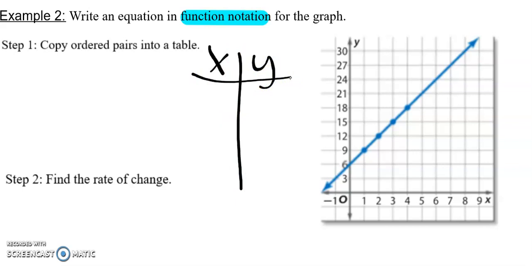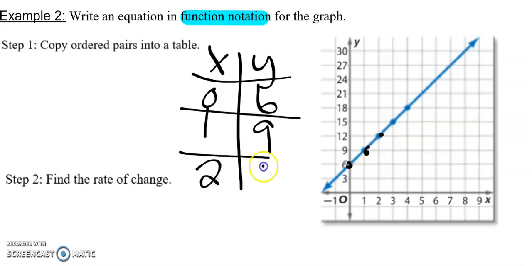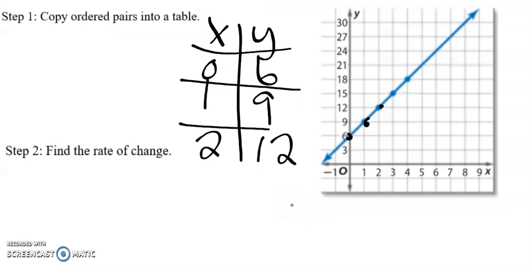Now, they give us some points, but sometimes they won't give you a point. So you want to make sure you look and see where your line crosses, and make a point on the line. So where it crosses a box at a perfect corner. And I see it's right there. That would be at 0, 6. And we also have a point right here at 1, 9. And I like to have 3 points. So I'm going to get my third point right there at 2, 12. Okay, copy those into a table. Nothing too fancy. Then I'm going to use this table to find slope.